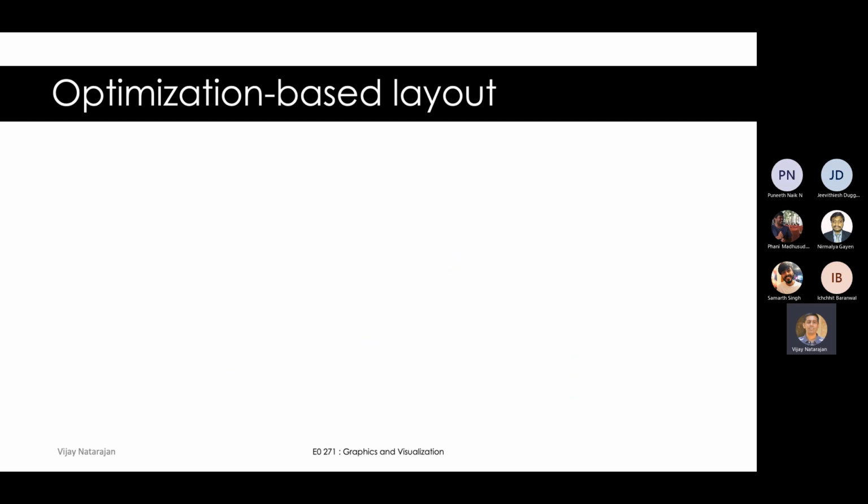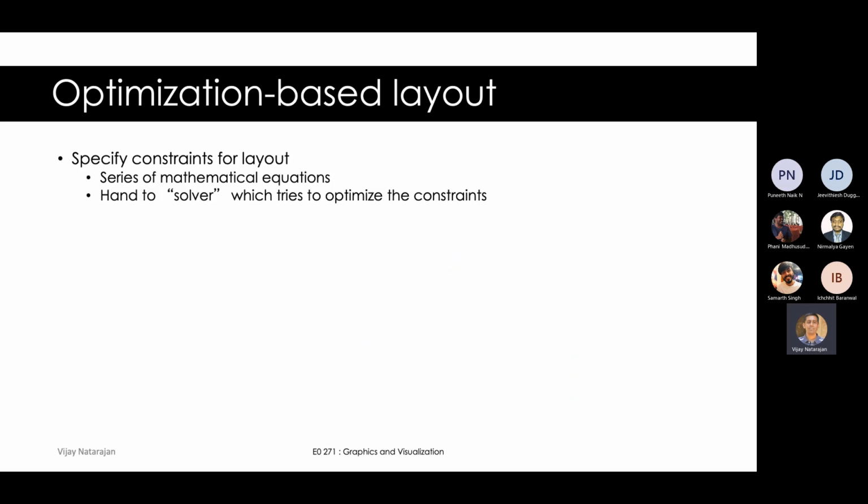Okay. So the second approach is, or rather third approach is generic optimization, where you specify all the constraints for the layout. So these are all series of mathematical equations. Each equation is kind of relating the position of one node to the position of other nodes. And you hand it to a solver, which tries to find the optimal location of all the nodes on the plane, satisfying the constraints that you have written down.